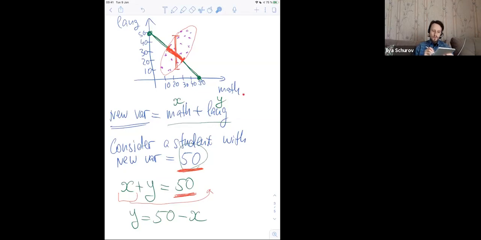So if we have math fixed, we see that we have large variance of this variable. But if we fix this sum, then variance along this straight line will be less. So it is preferred for us to use this variable instead of just reporting math, or instead of just reporting lang, because it minimizes our uncertainty about our values. Is the idea clear? Are there any additional comments needed? I think it's clear.